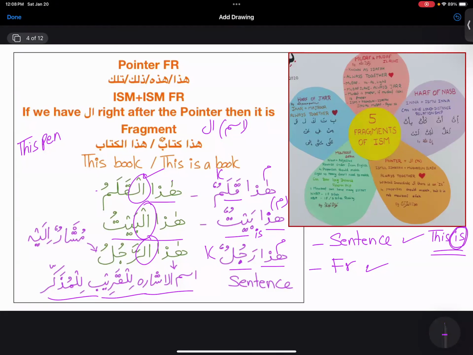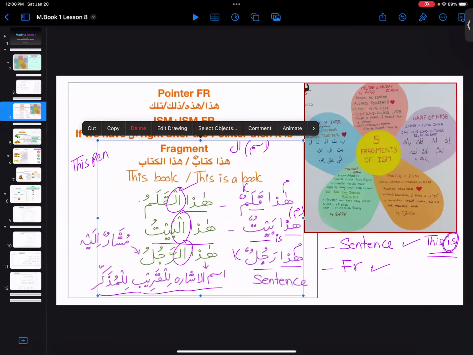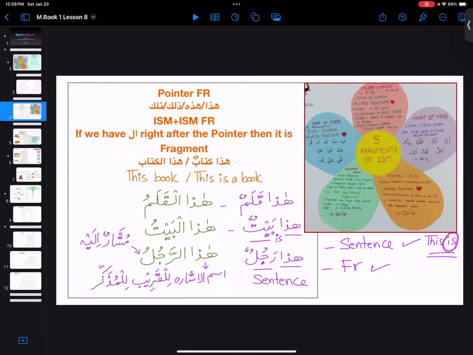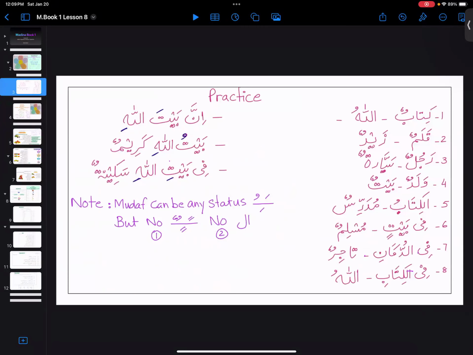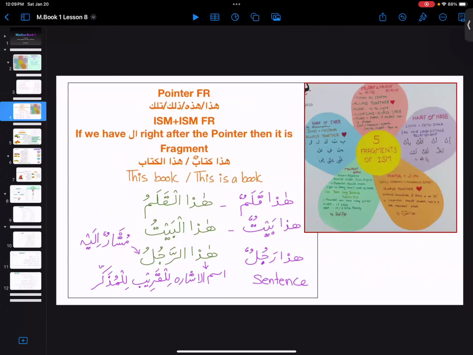I'm going to make clear all this writing, so you can take a picture if you do not have it in your slides. First, take a picture of this one here. We have vocabulary at the end of each lesson. You can play around like that. Put haza with it, make a sentence, then make a fragment, and then make your idafa fragment, right? So do not just stick to whatever I'm giving you. You need to have your own creativity with that. Now take a picture of this one if you don't have it.